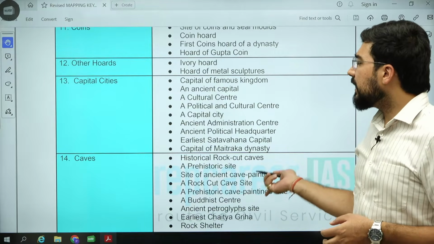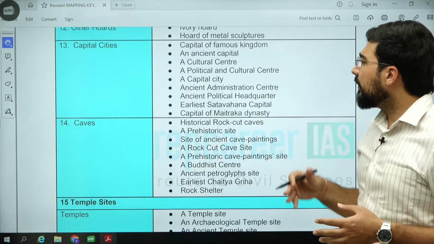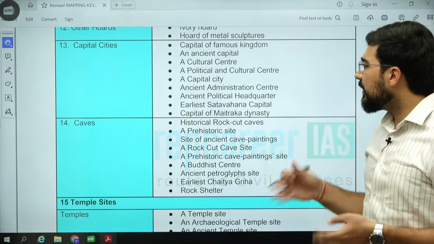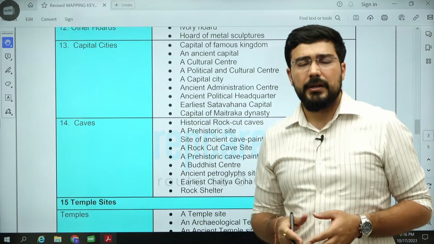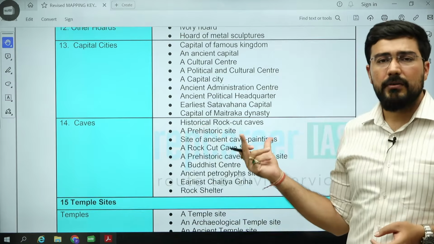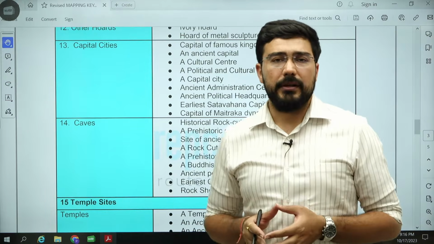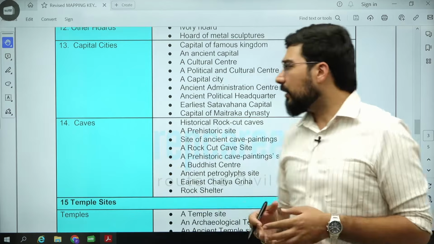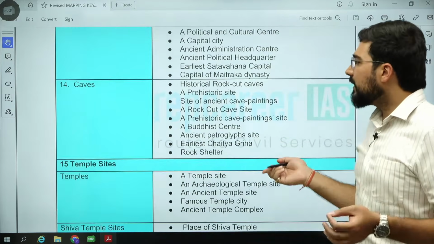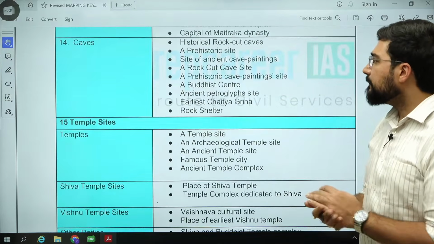For capital city, they may ask any kind of keyword: capital of a kingdom, ancient capital, cultural center, political center, earliest Satavahana capital, capital of Maitraka dynasty. This year around, they just directly asked, it is the capital of Maitraka dynasty. So everybody knows about Vallabhi. So you should have that kind of basic level information for the map paper.